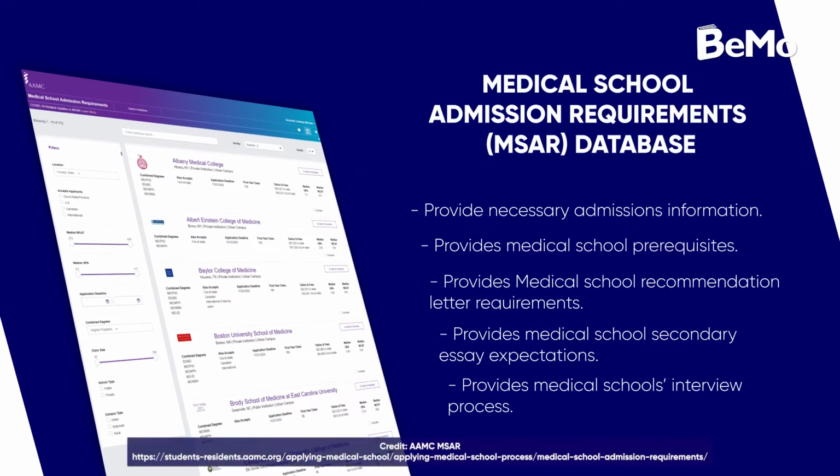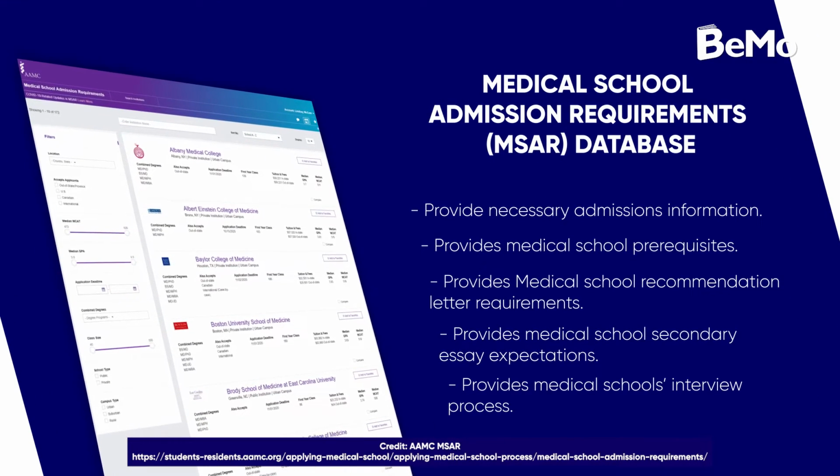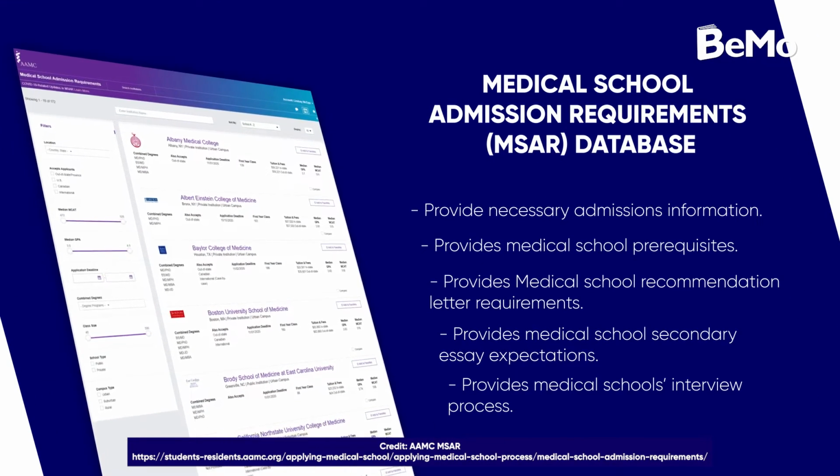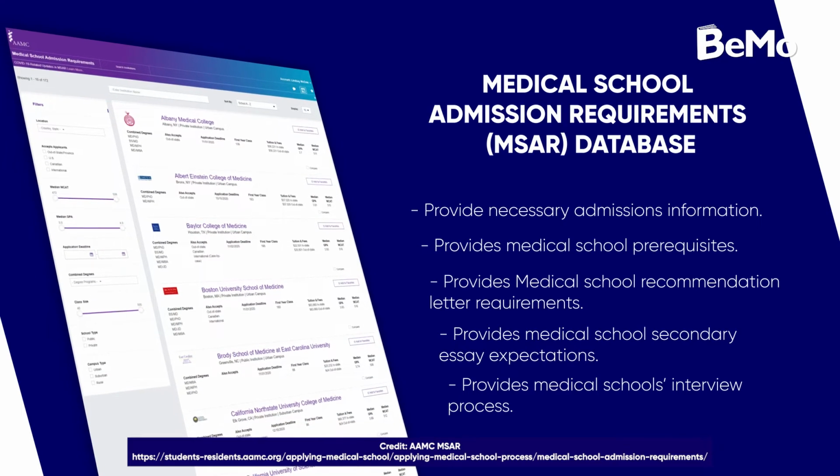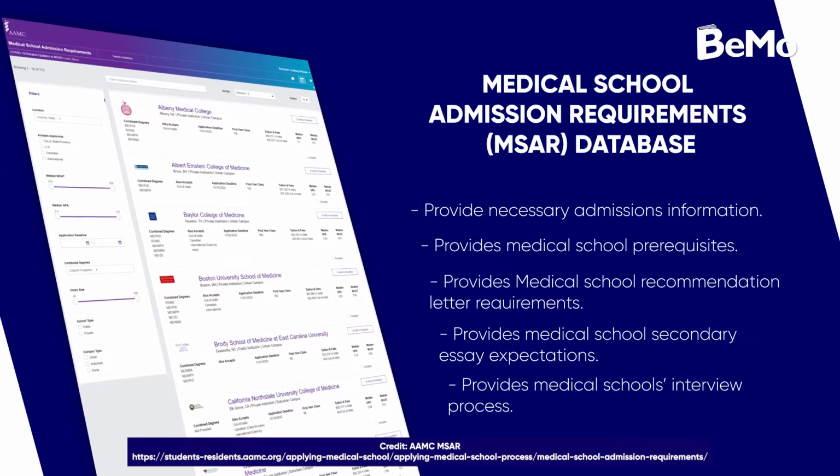MSAR is an incredibly powerful tool if you're starting your search for the right MD program. Not only does it provide the necessary admissions information such as medical school prerequisites and medical school recommendation letter requirements, but it also outlines the medical school's secondary essay expectations and school's interview process. Knowing how to use MSAR can help you choose the right medical school and increase your chances of getting accepted. Let's go over MSAR elements that could be utilized in your research.